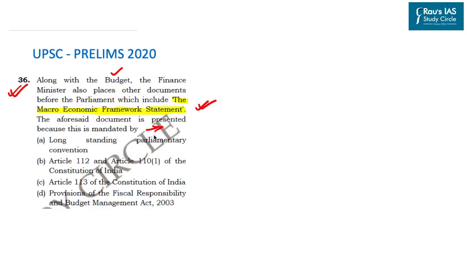Now, here, this question is testing not only your understanding about the constitutional provisions regarding budget, but also other provisions, namely the FRBM Act or the Fiscal Responsibility and Budget Management Act. Now, technically speaking, this question can be said to be part of polity or even economy. However, this question has been framed regarding the constitutional principles. We have taken up this particular question in our discussion in the section of polity and governance.